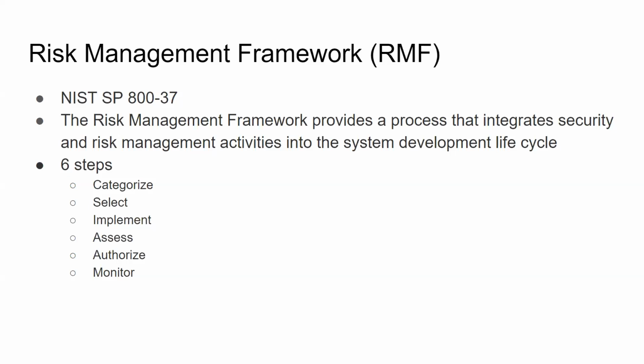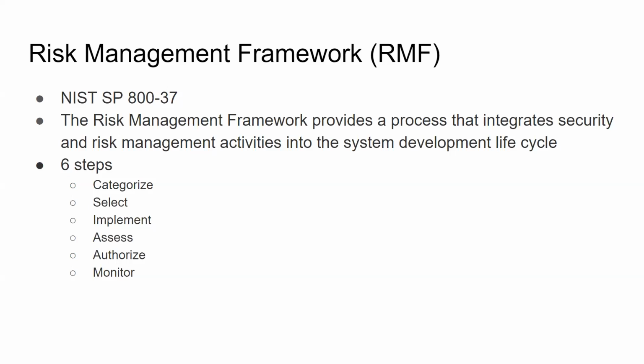So the RMF under the SP 837, what you guys should know is that there's 6 steps. There's actually 7 steps, but the initial step is like a pre-step. It's called preparation, which is what it sounds like. You just prepare for the assessment. But the 6 steps are categorize, select, implement, assess, authorize, and monitor.